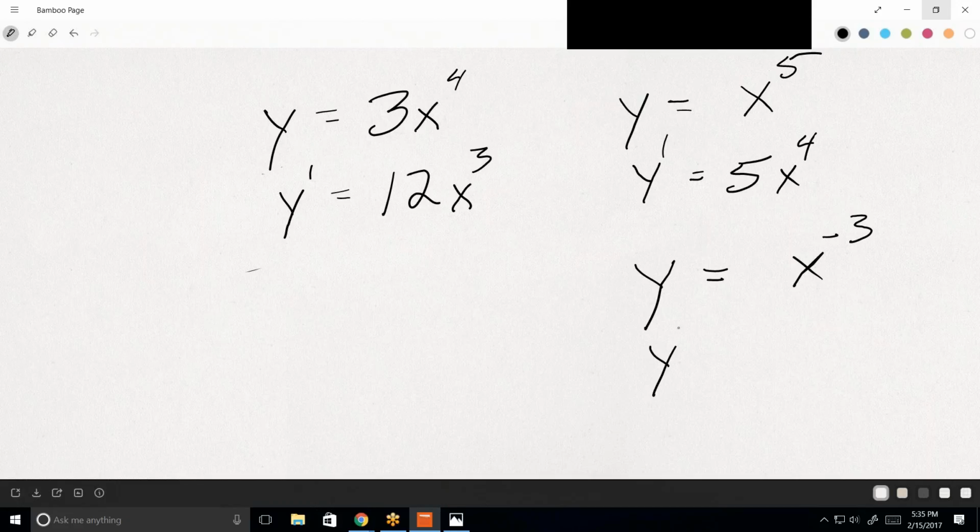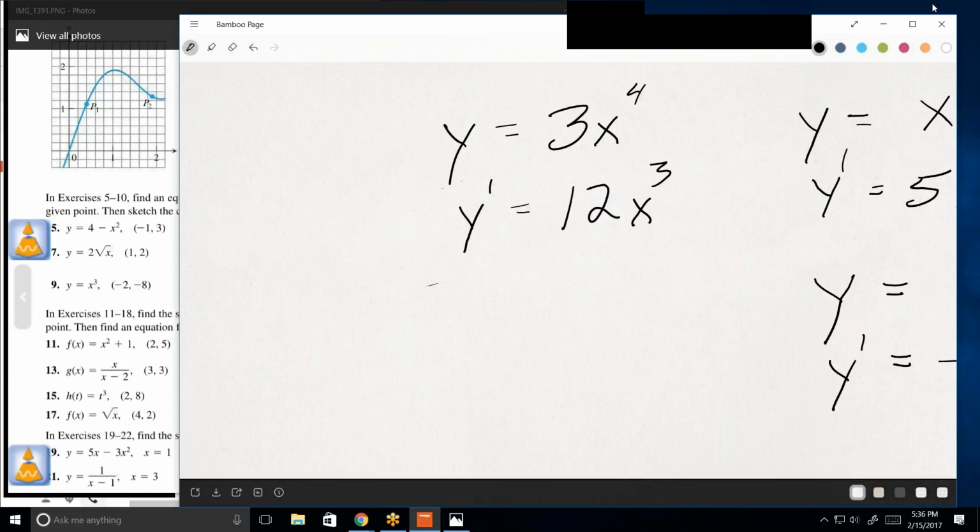Y prime. So it'll be a negative 3x to the negative 2. The negative 4. Oh, negative 4, okay. So to subtract. Subtract 1. Always subtract 1 from that thing. Okay. Got it. All right.